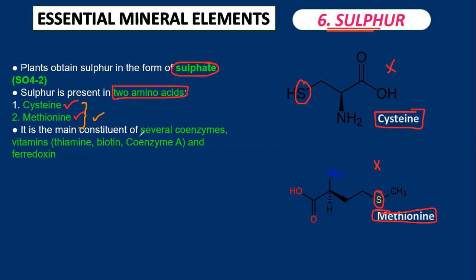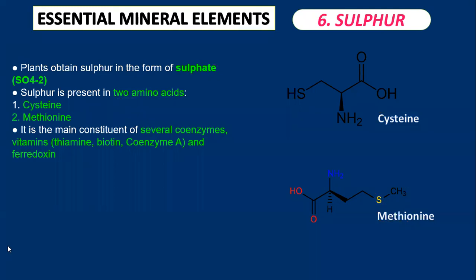It is a constituent of several coenzymes and vitamins such as thiamine, biotin, coenzyme A, and ferredoxin. So name a mineral element that forms an integral part of ferredoxin: sulfur. Thiamine, biotin, coenzyme A, they are all under sulfur. So that is very important.